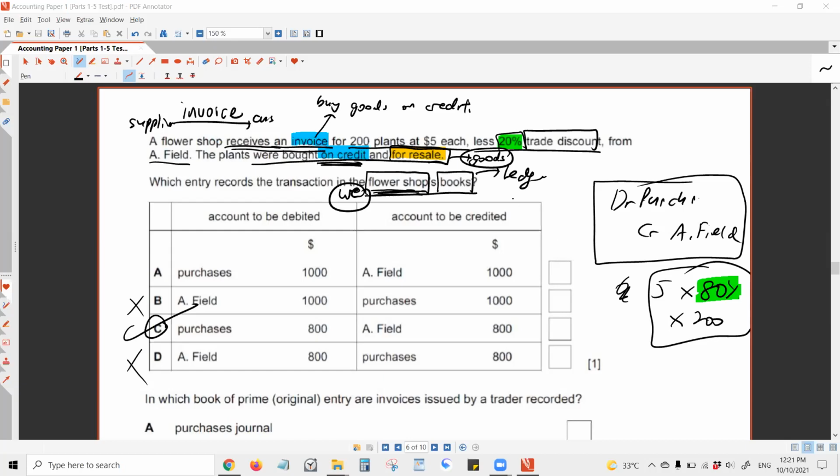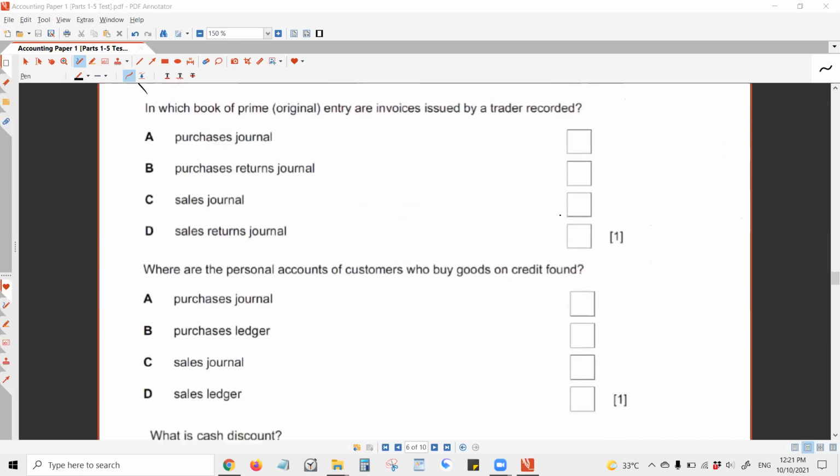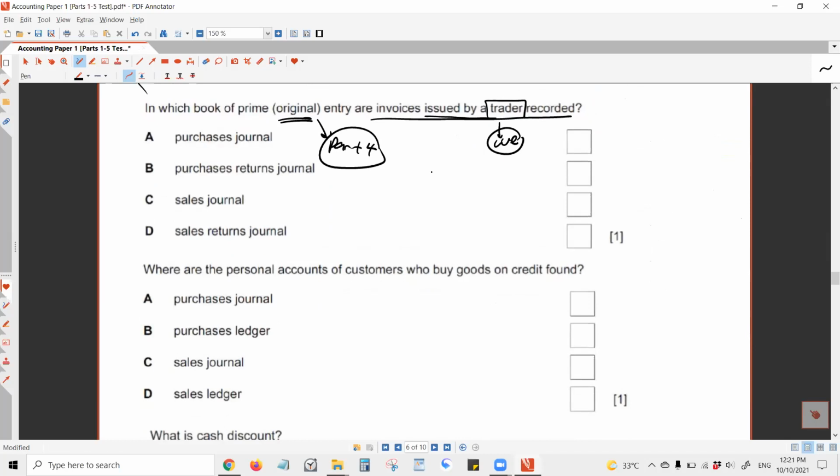Okay, now next one. In which book of prime entry, or you call it book of original entry, okay, synonym, this synonym is mentioned in Part 4, are invoices issued by a trader recorded? When you see the word trader, it means us. We are a trader here. Issued by a trader, that means the trader sent the invoice, right? That means we must be the supplier, because it says issued by the trader. An invoice is always sent by the supplier to the customer. So what we are doing here, we must be selling goods on credit. When you sell goods on credit, where do you record it?